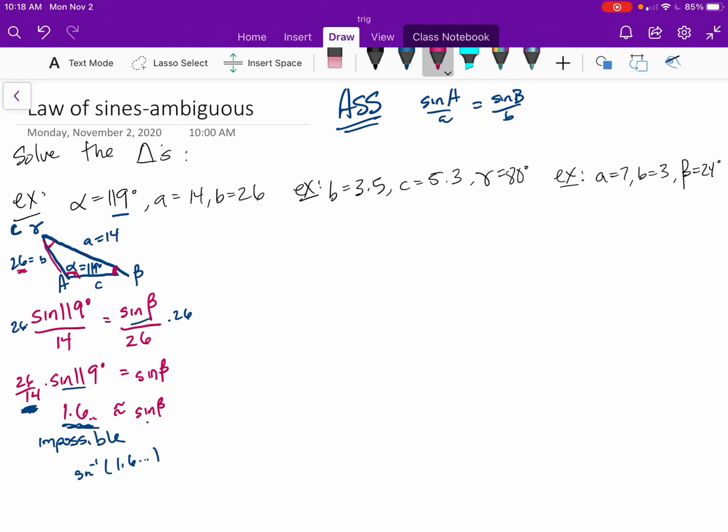And that makes sense. Draw any triangle: the smaller the side, the smaller the angle opposite, and the smaller the angle, the smaller the side.